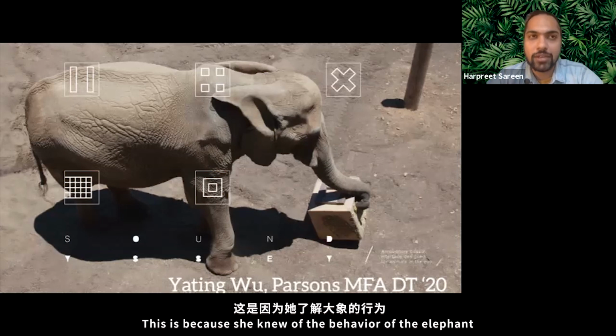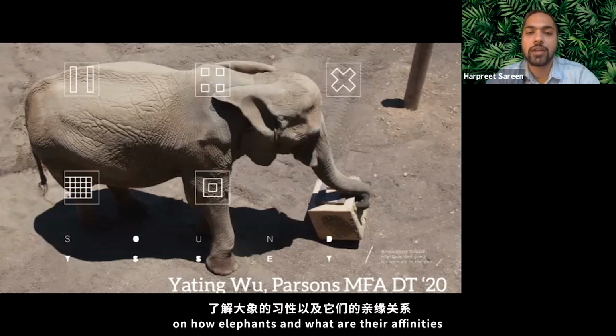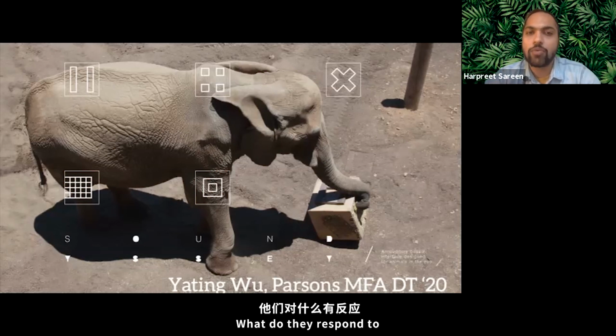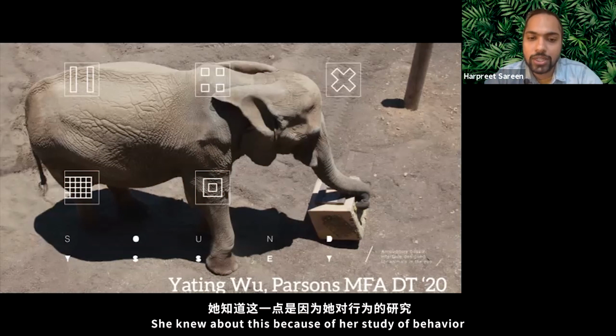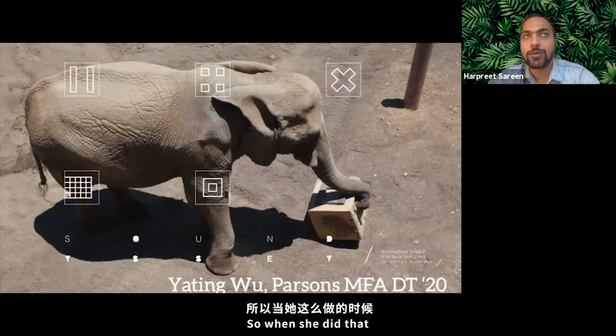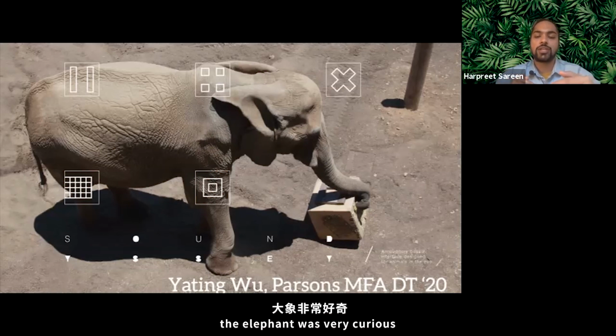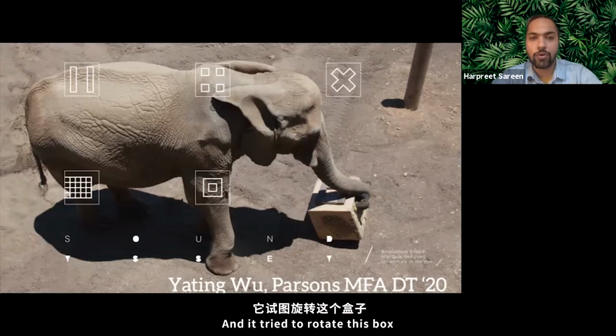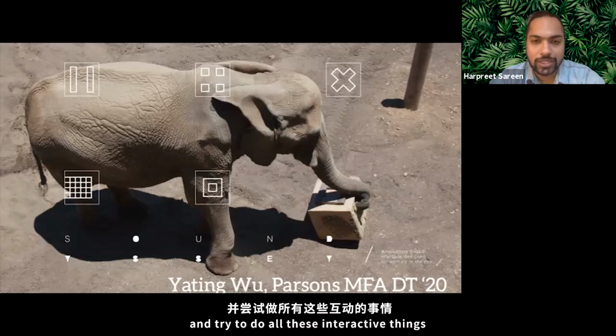This is because she knew of the behavior of the elephant, how elephants interact, what their affinities are, and what they respond to. She knew about this because of her study of behavior, right? So when she did that, the elephant was very curious, and it tried to rotate this box and do all these interactive things.